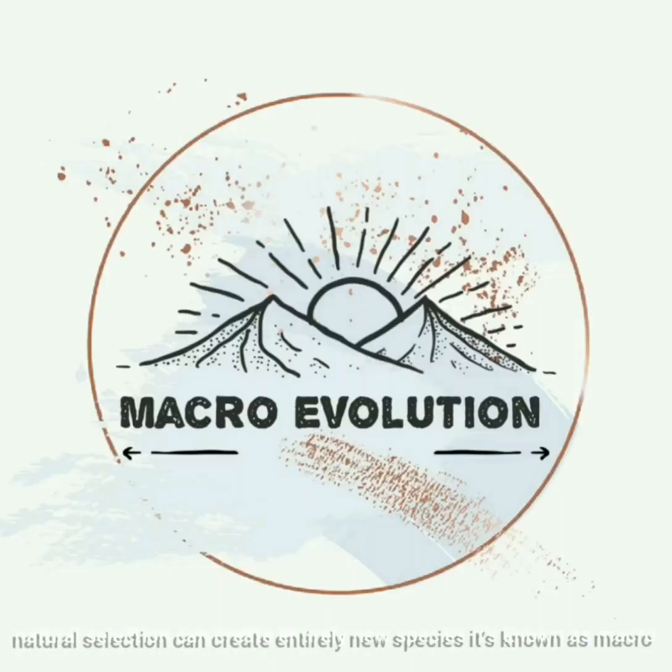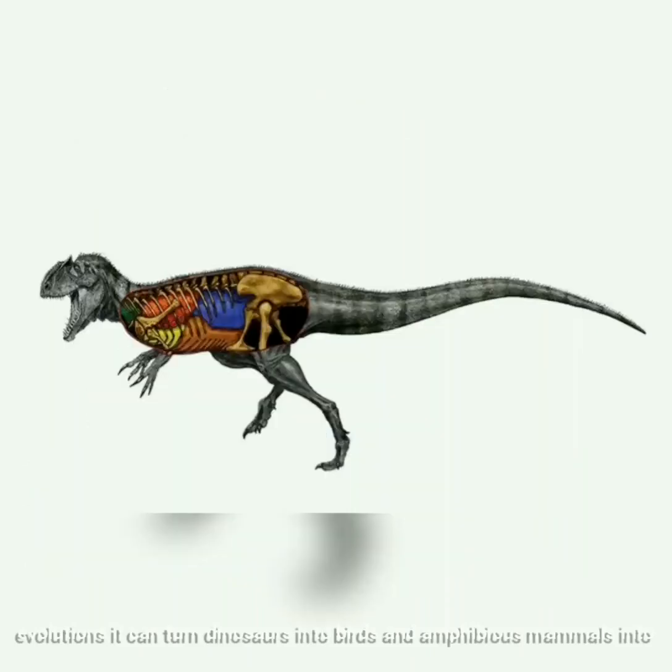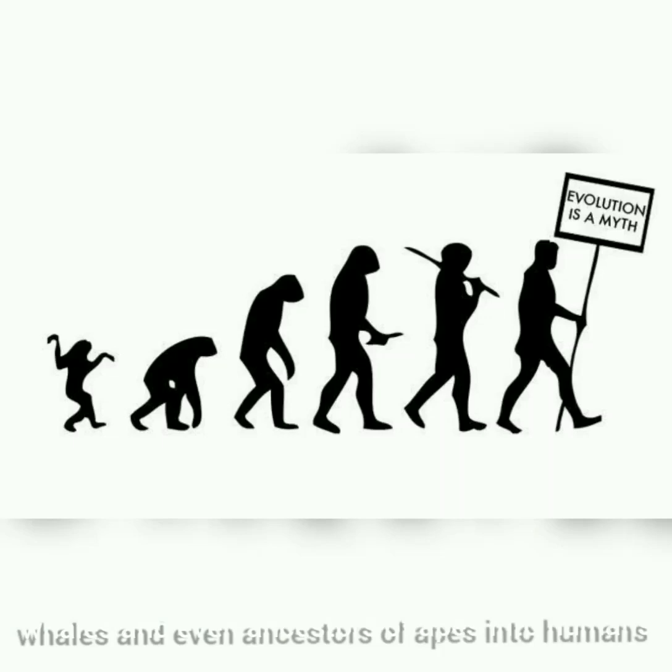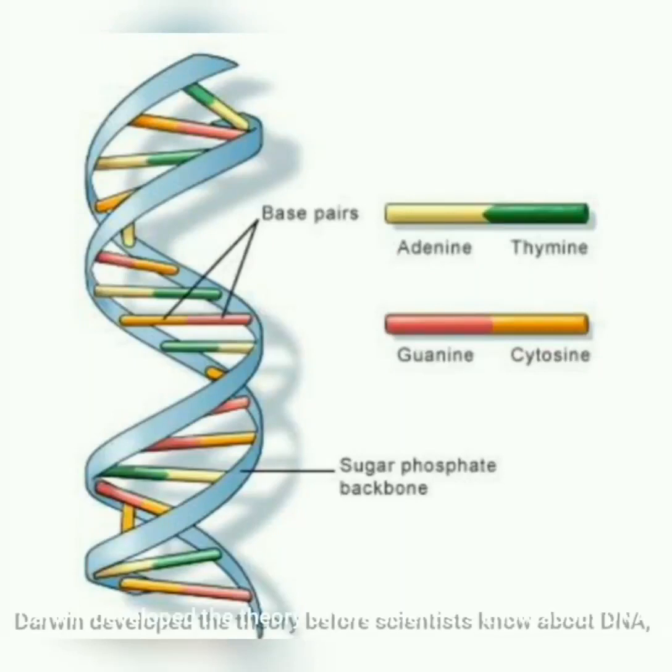It's known as macroevolution. It can turn dinosaurs into birds and amphibious mammals into whales, and even ancestors of apes into humans. Darwin developed the theory before scientists knew about DNA.